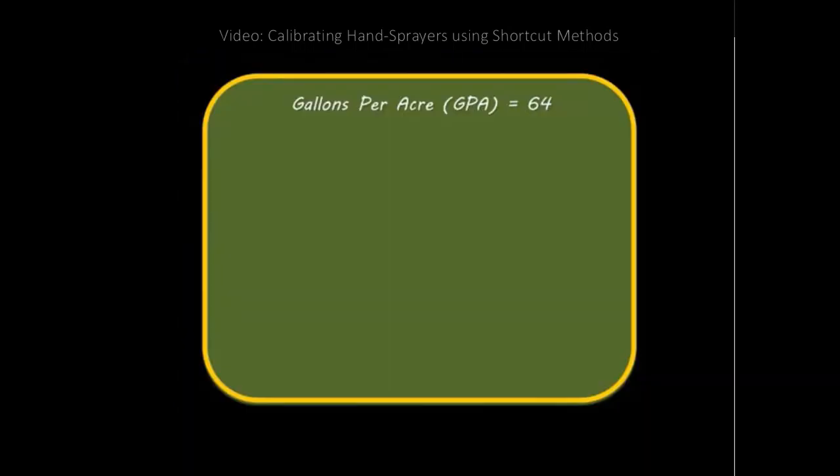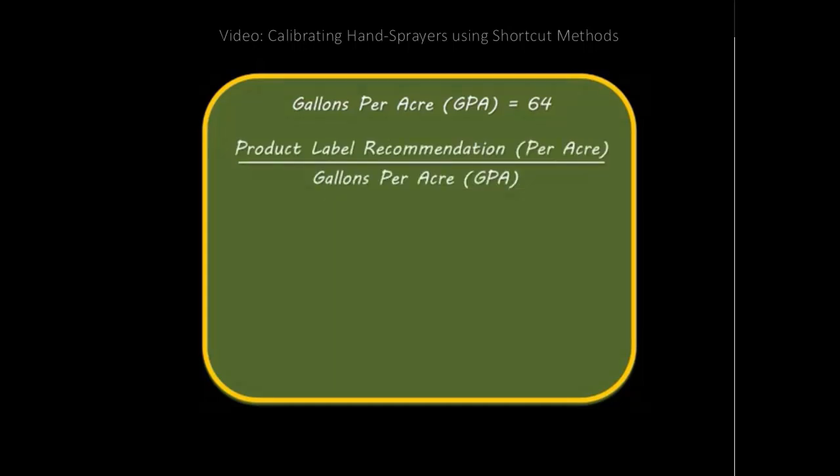Now that we have the gallons per acre, we can calculate how much pesticide to add to your backpack sprayer. Divide the amount recommended on the product label, amount per acre, by the gallons per acre of your sprayer. This total will give you the amount of pesticide to add per gallon of solution.